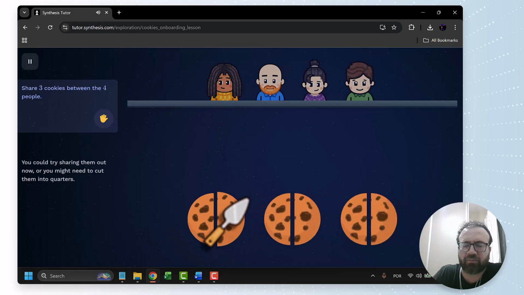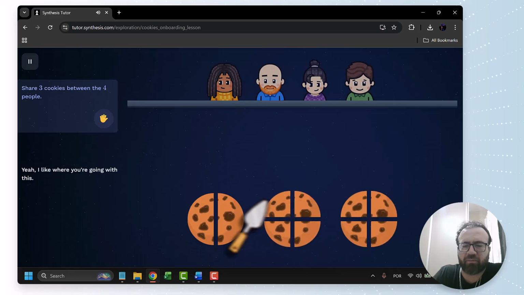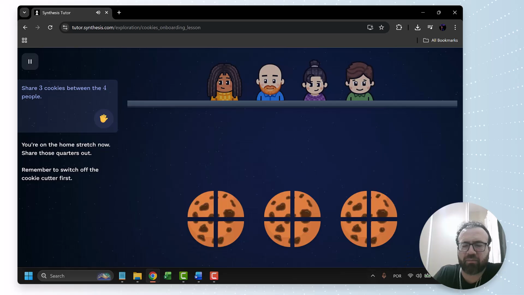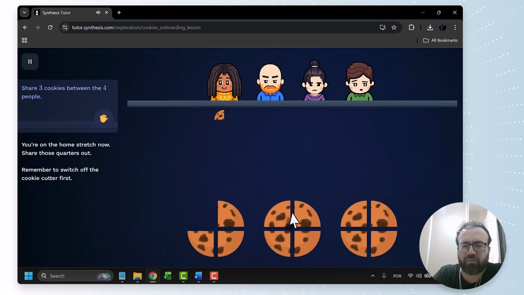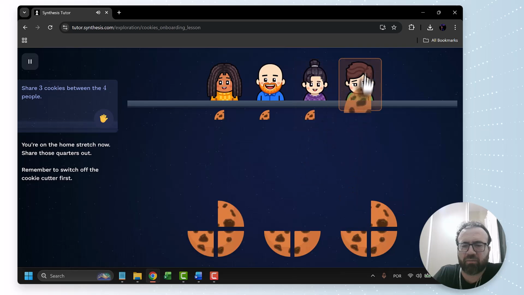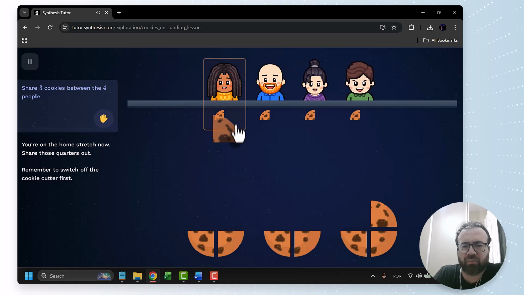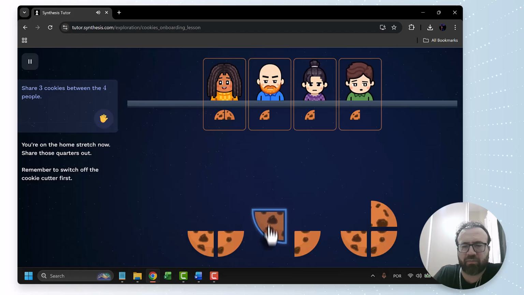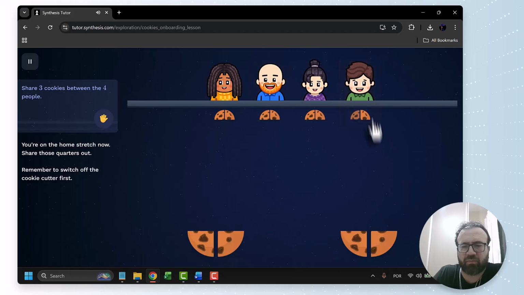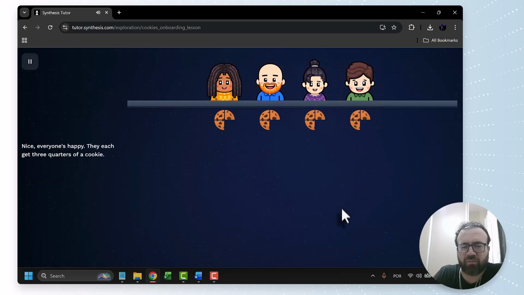Good idea. We'll need to... You could try sharing them out now, or you might need to cut them into quarters. Yeah, I like where you're going with this. You're on the home stretch now. Share those quarters out. Remember to switch off the cookie cutter first. Nice. Everyone's happy. They each get 3/4 of a cookie.